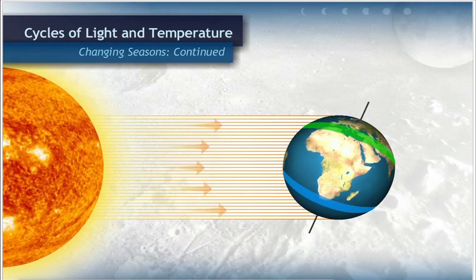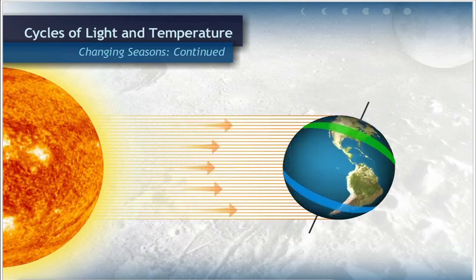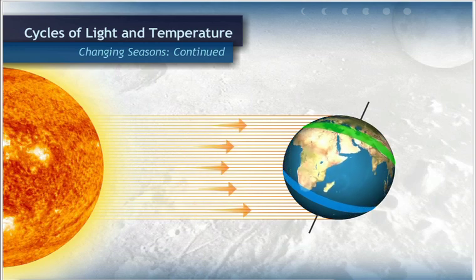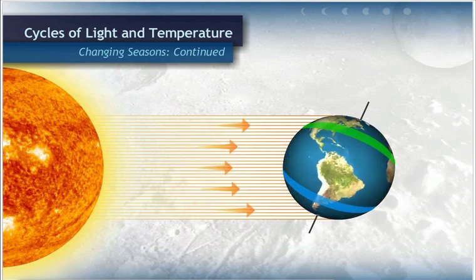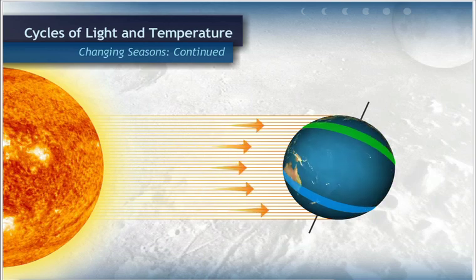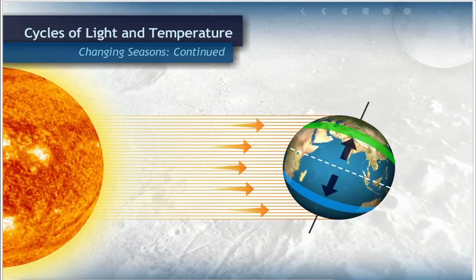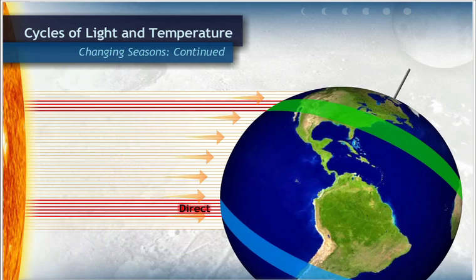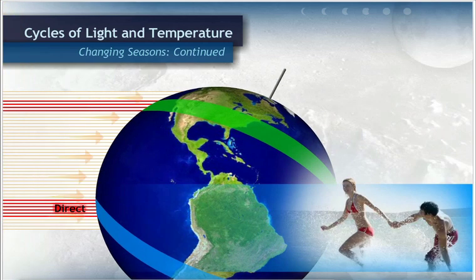The sun's rays more directly hit the portion of the Earth that is tilted toward it than the portion that is tilted away. For example, the green band in the northern hemisphere and the blue band in the southern hemisphere are both the same distance from the equator. However, the sun's rays hit the blue band directly because of the tilt of the Earth. We call this direct light. The sun appears higher in the sky, temperatures are warmer, and the days are longer. The blue region is experiencing summer.